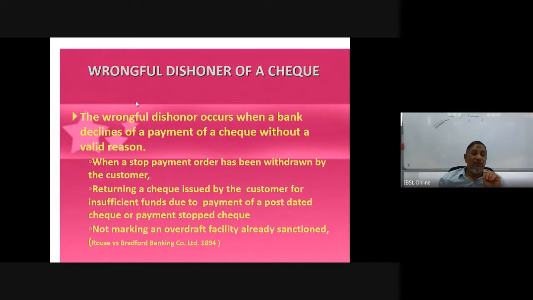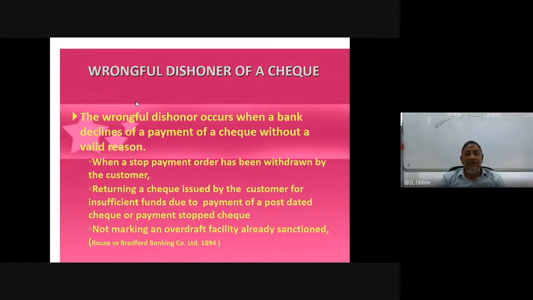And also, the payment of post-dated checks, I just gave you the example earlier. It's a very common factor. Not making an overdraft facility available that was already sanctioned: Hughes versus Bedford Banking Company, 1894. The overdraft was given to the customer, it had not been recorded in the ledger system, and the customer issued a check.